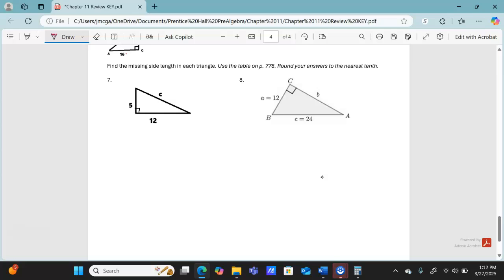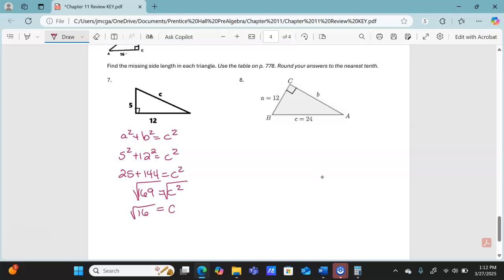And then the last two, find the missing side. So leg squared plus leg squared equals hypotenuse squared. So 5 squared plus 12 squared equals c squared. 5 squared is 25. 12 squared is 144. They add up to 169. So c is the square root of 169, which is actually a perfect square. It's 13.